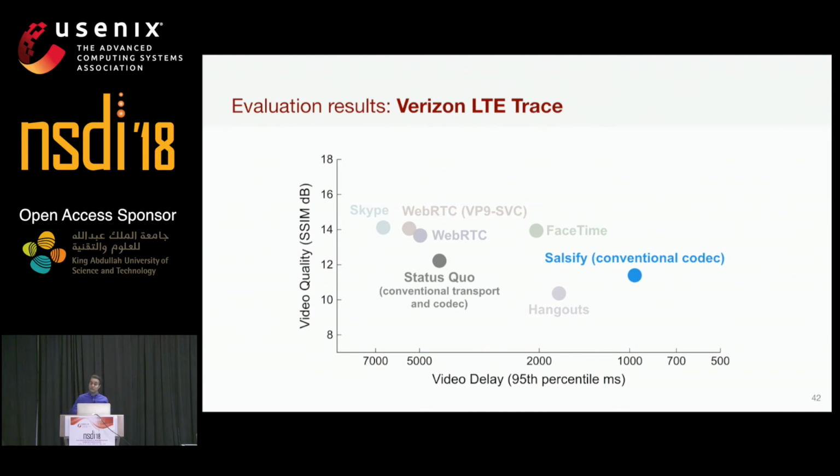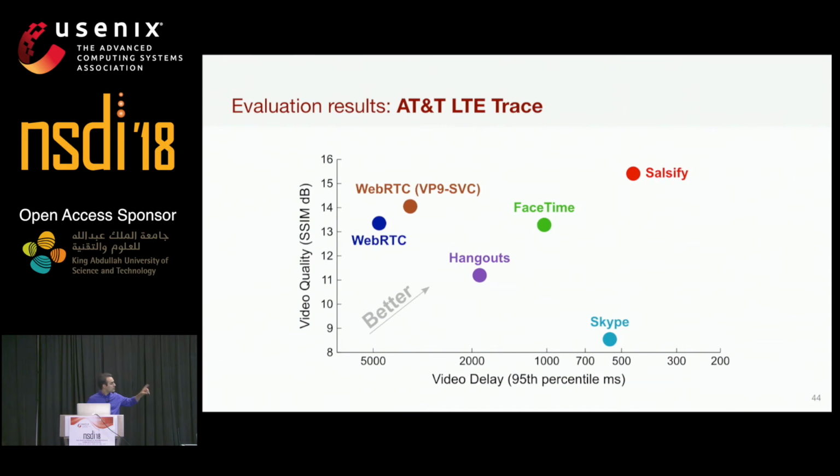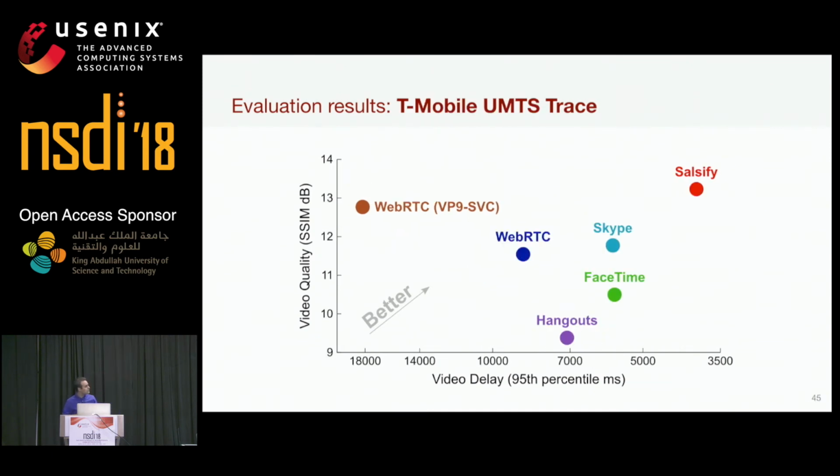And now, if we throw everything that we have, this functional video codec, this video over transport protocol, this unified control loop at the problem, the dot will go up there with better quality and better delay than any of the other systems. These are the results on Verizon LTE Trace. You can see the results on AT&T LTE Trace. And these are the results on T-Mobile UMTS Trace.